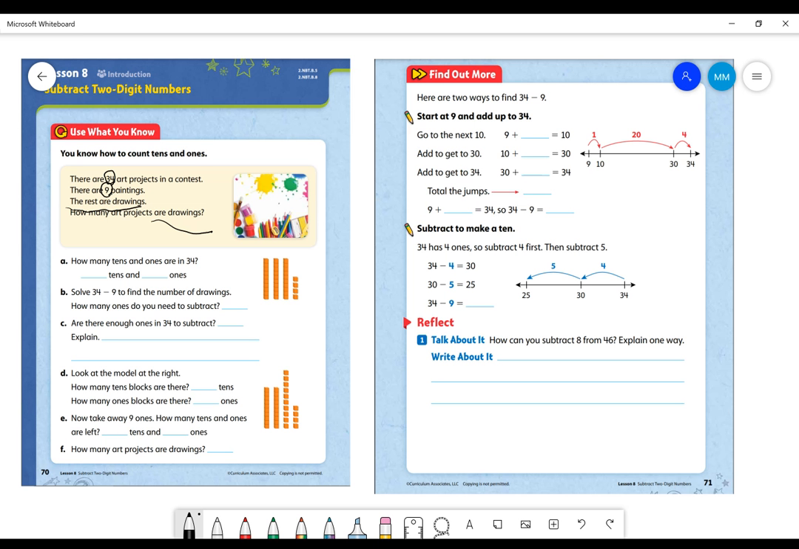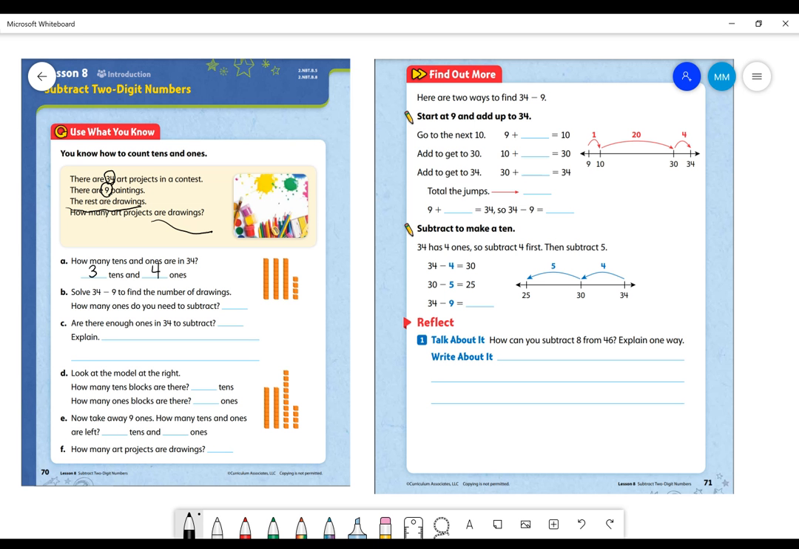So let's go ahead and go to letter A. It wants us to think about our whole. It says how many tens and ones are in 34. So looking at our tens and ones, how many tens do we have? We have 3 tens, so we can count by tens, 10, 20, 30, so 3 tens. And how many ones? 4 ones. It says solve 34 minus 9 to find the number of drawings.